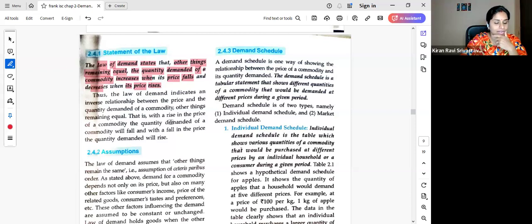And the law of demand can also be explained through individual demand schedule and market demand schedule. And individual demand schedule can be graphically represented as individual demand curve. And market demand schedule can be graphically represented as market demand curve.